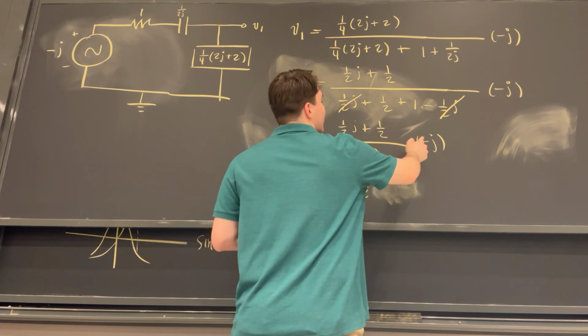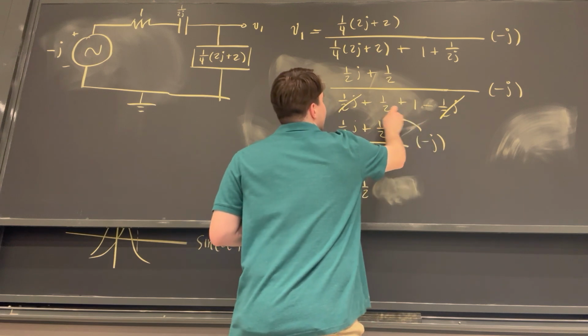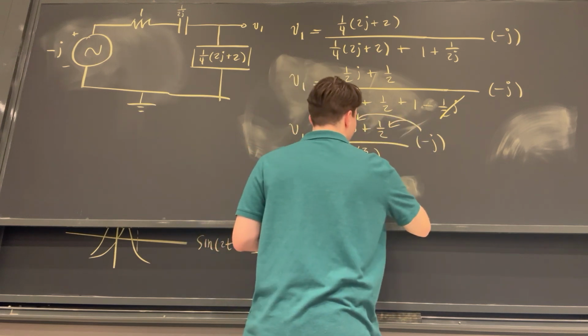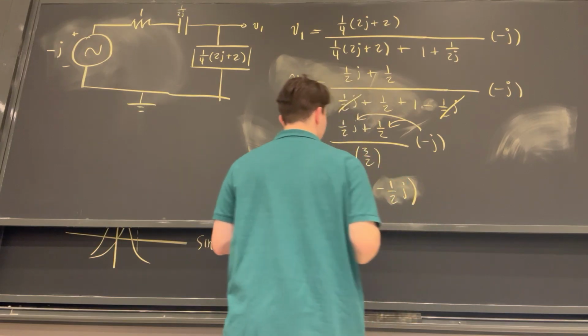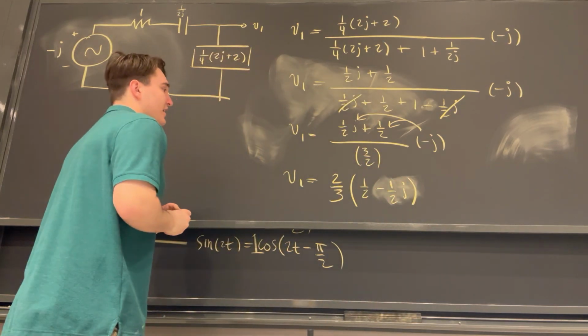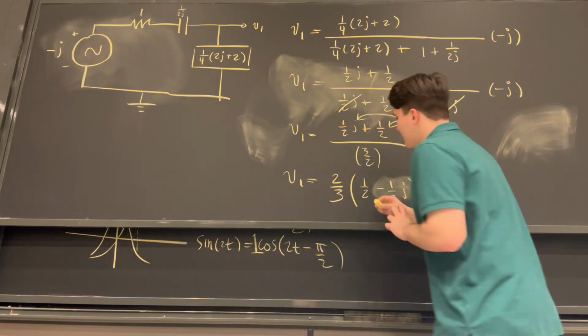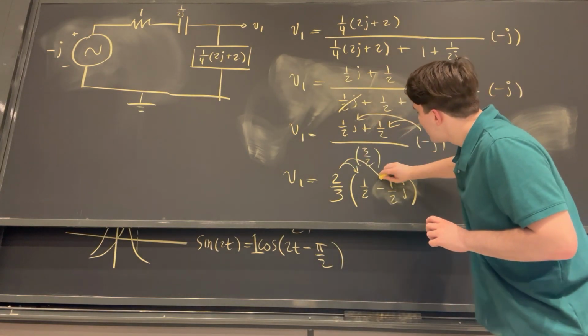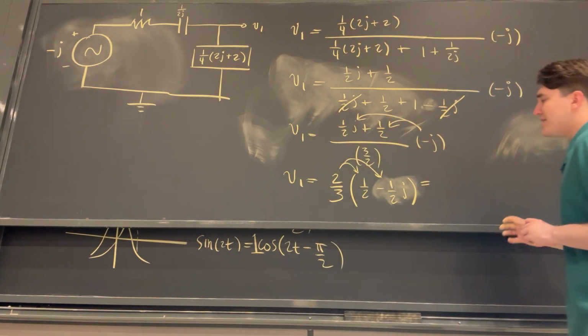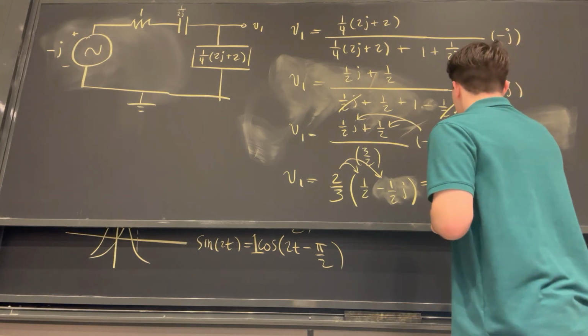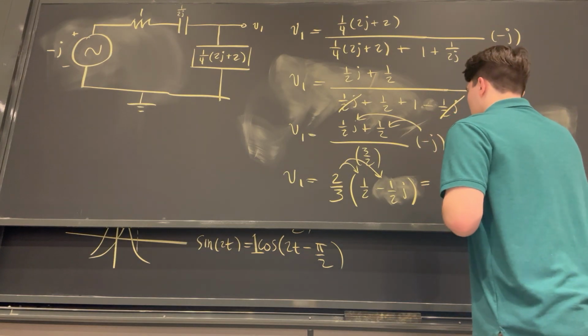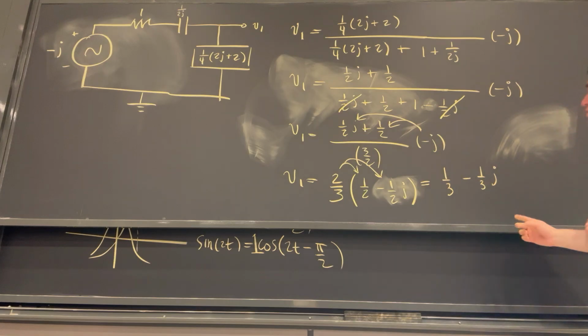And then I also distribute it to the second term, and I'm left with -1/2 j, all very nice. And then let me distribute this 2/3 into both of those terms. And so then I'm going to end up with 1/3 minus 1/3 j. Okay, perfect. Now I've got my final answer for that voltage right there at that node.